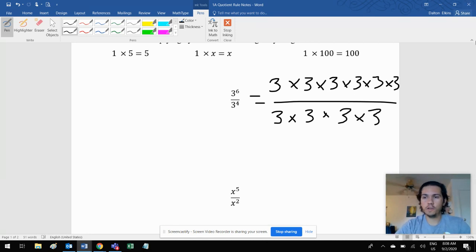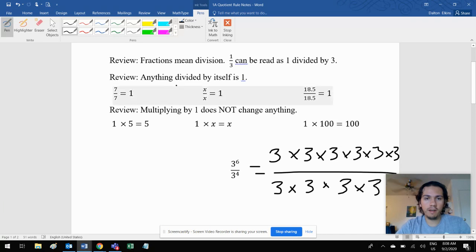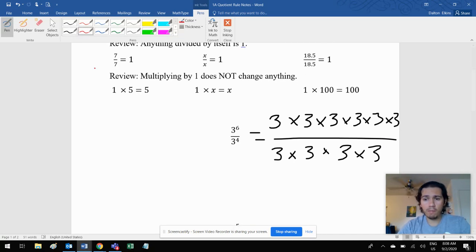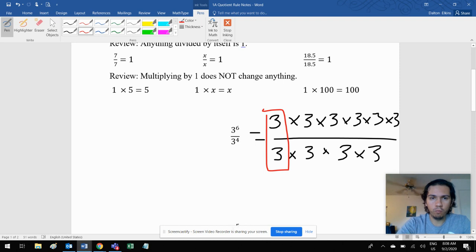Okay, so remember what I just said with this rule here, right? Anything divided by itself is 1. So let's look at how many times we can make 1. Here I have 3 divided by 3. Okay, so that's 1. And we agreed that multiplying by 1 doesn't change anything, right? So 1 times 3, well, it's just 3. So I'm just going to cross it off because I don't want to deal with it.